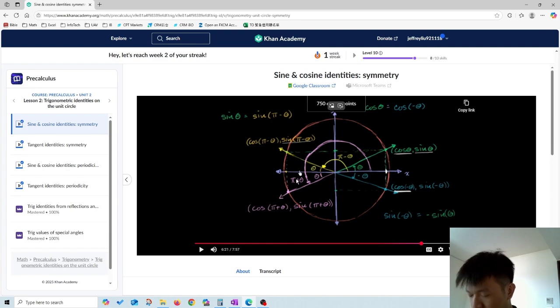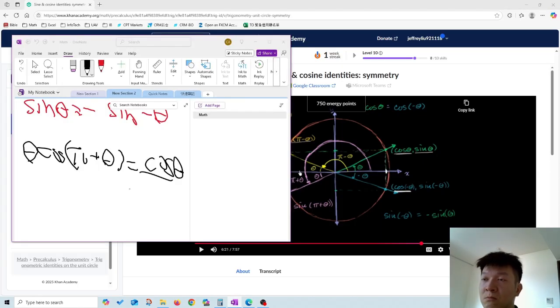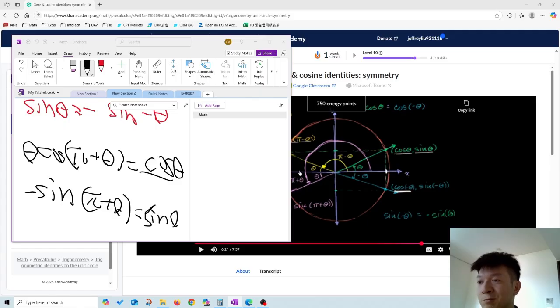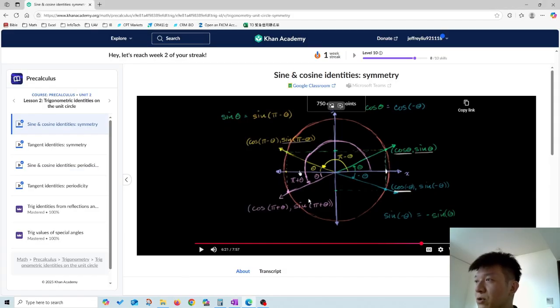Because in the third quadrant, both cosine and sine are negative, right? So what are you going to do with sine too? Negative sine pi plus theta equals sine theta, right? Okay, so you got all your identities of sine and cosine if you just draw this graph.